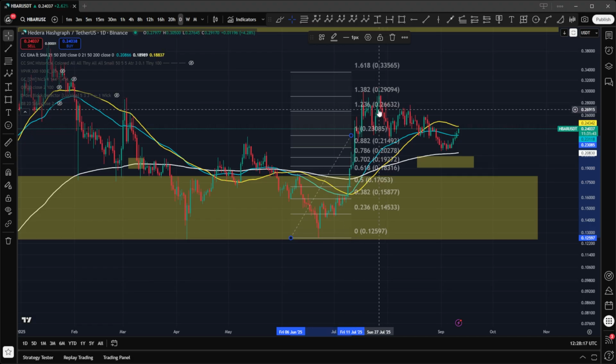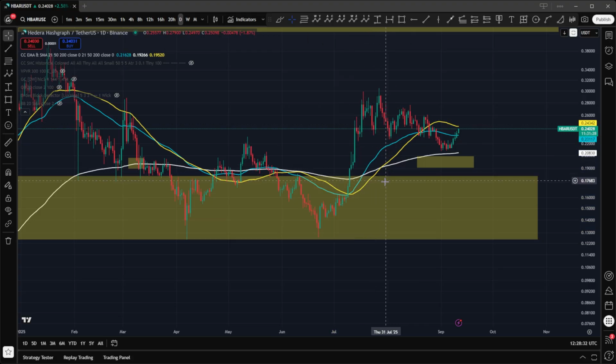So how can we finish with a trend if we didn't start with a trend? That's quite an interesting question. Now, typically that can happen, but you can't really normally exceed 1.236. But in this case, we actually exceeded 1.382. So for Hedera, something else is actually going on.